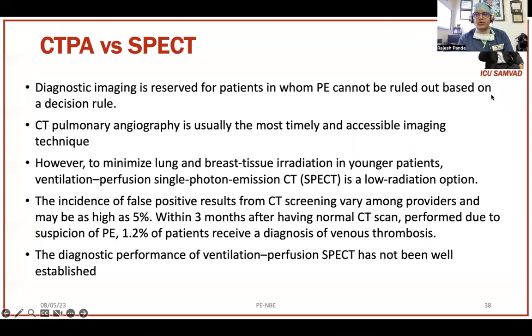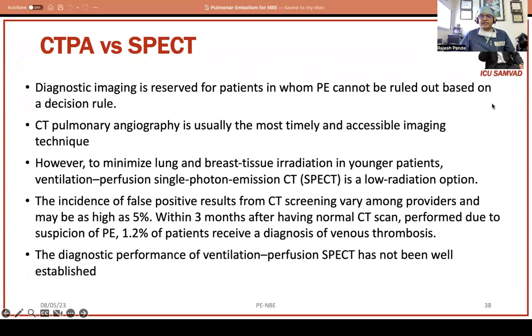But with the modern techniques now, with the rule out criteria, with the prediction scores, and with the advanced 2D echo, the CTPA is being reserved for patients where PE cannot be ruled out based on a decision tree. It is generally the most common, easily accessible technique, but where we want to minimize the lung and breast tissue exposure in younger patients, ventilation perfusion single photon emission CT, SPECT, could be chosen as a low radiation option.